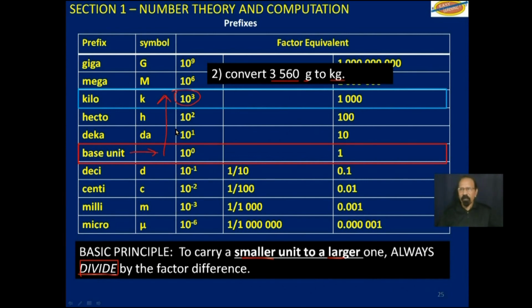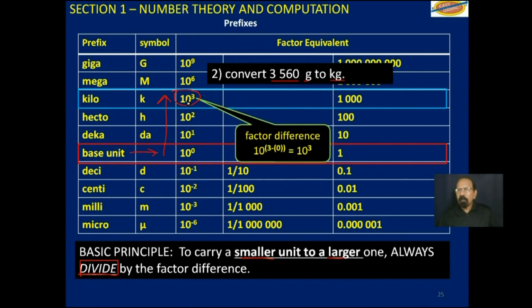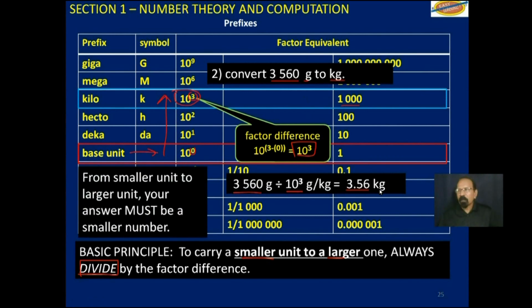Now, what is the factor difference? Well, 10 to the 3 divided by 10 to the 0. So you subtract the indices and you get 10 to the third power, which is 1,000. So it takes 1,000 grams to make a kilogram, which is obvious because kilo means 1,000. So now we will have to divide because we are moving from a smaller to a larger. So we divide that by 1,000 and we get 3.56 kilograms. From a smaller to a larger unit, the answer must be a smaller number.